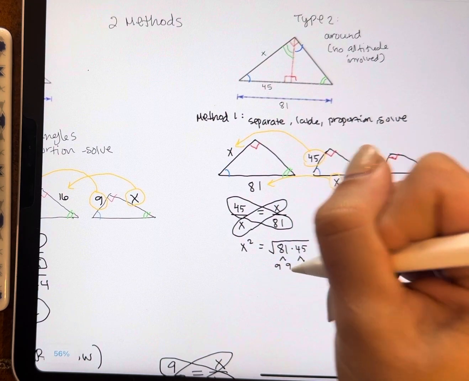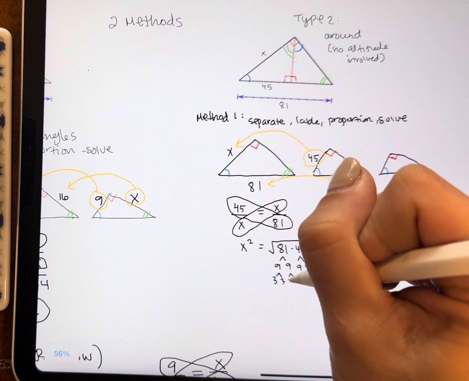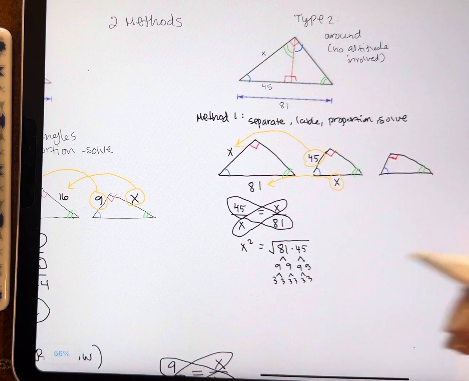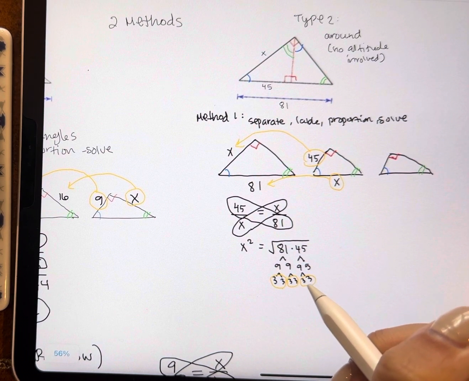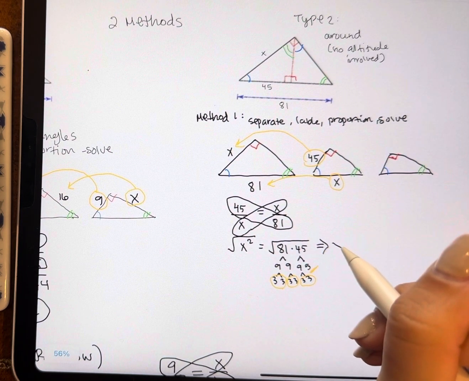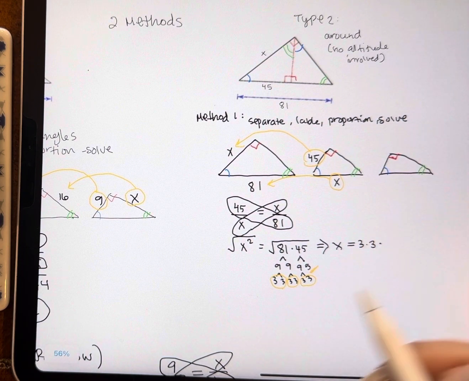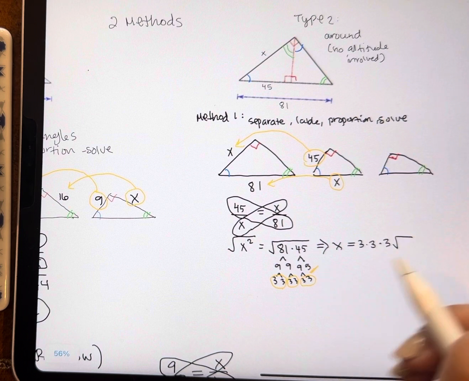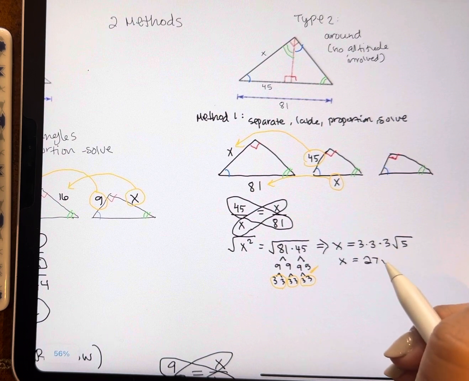This is 9 and 9, and this is 9 and 5. And my 9s are 3s. And my 5 is done. Then looking for pairs, I've got all those pairs, and then I've got the lone 5. So the square root of all this is going to mean that x equals a 3 times another 3 times another 3 times a radical 5. So x equals 3 times 3 is 9, 9 times 3 is 27, radical 5.